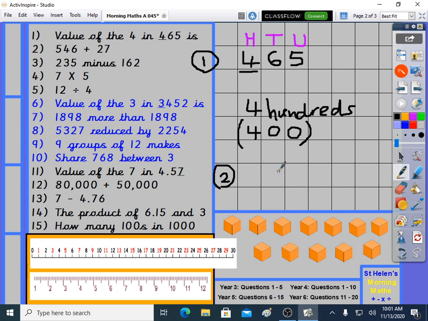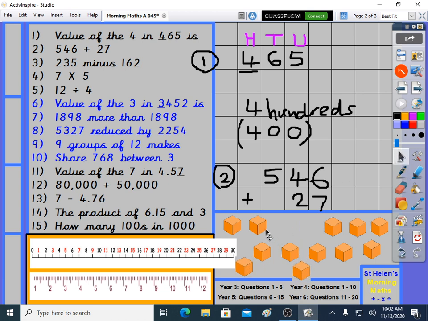Question 2 is addition. 546 plus, by the way, don't line it up like this. Don't do that red bit because that's wrong, isn't it? That's not lined up down the right. You have to line it up down the right. So line it up like this. And then it's nicely lined up down the right side.